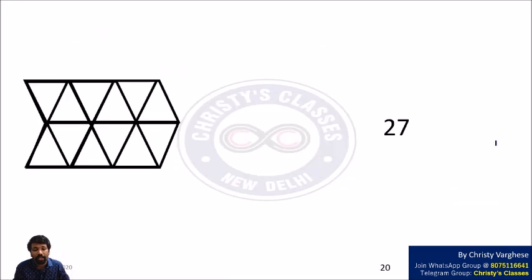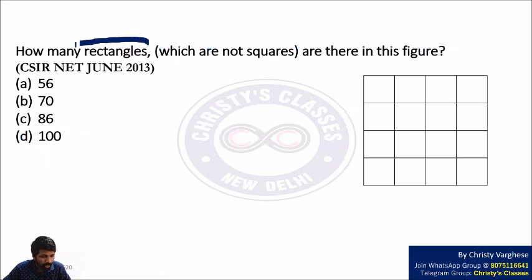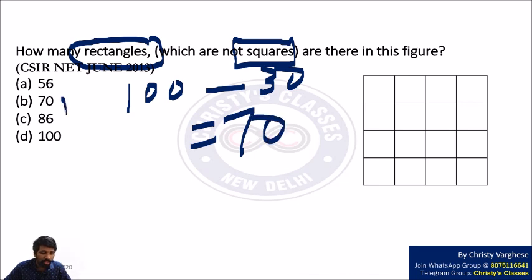Yeah, this question can be asked in 3 different ways. If the question is asking the number of rectangles, the answer will be 100, because rectangles include squares also. Squares are just special rectangles. If the question is asking squares, the answer will be 30. But if the question is asking rectangles which are not squares, 100 minus 30, 70 will be the answer. That is why option B, 70 is the answer.